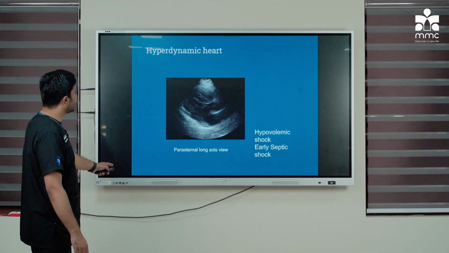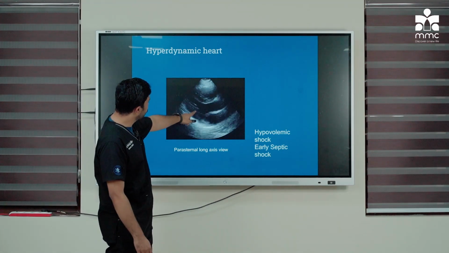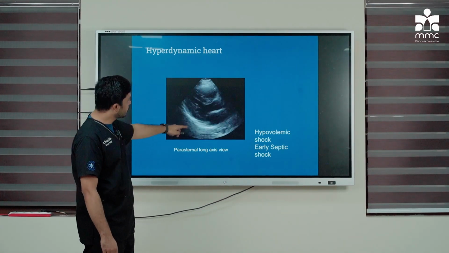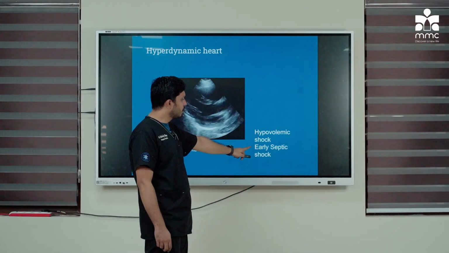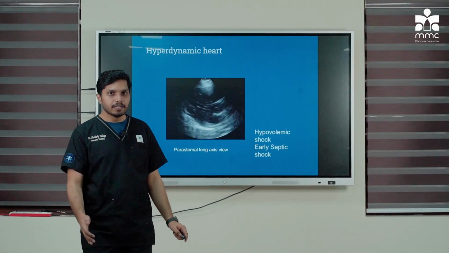Here you can see a hyperdynamic heart. The heart is pumping too fast. In which cases do we see this? We can see it in hypovolemic shock and early septic shock.